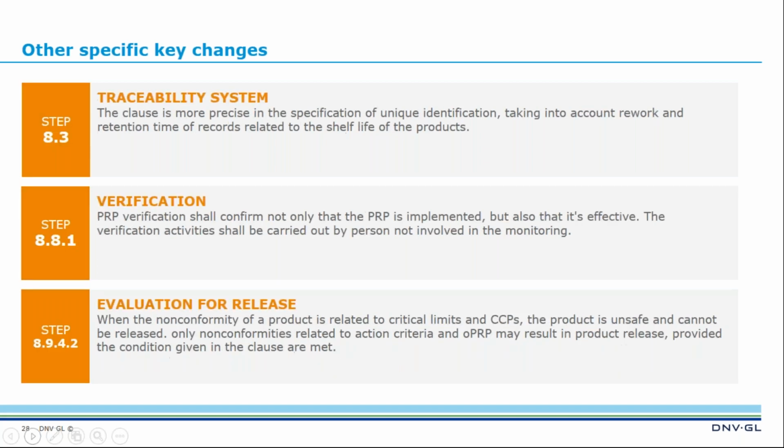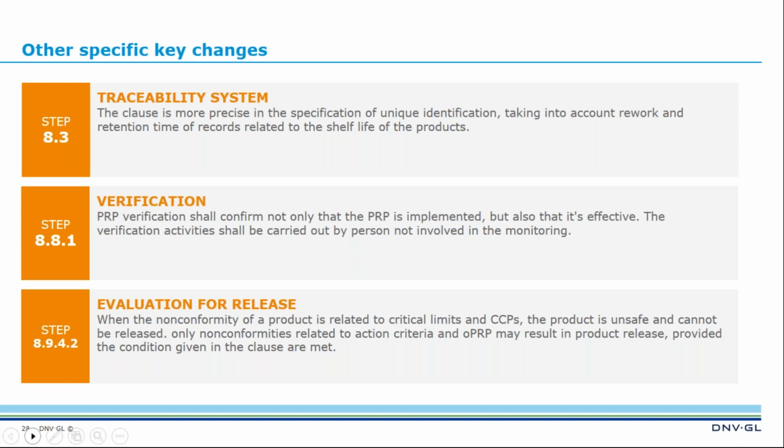Then if we look into the traceability system requirement of the ISO 22000 standard, the clause requirements talk more precisely about the specification of the unique identification. That means the standard requires a proper traceability system to be in place. You have to take into account if you have rework being added into the batches that you need to trace, as well as the retention time of the records, the shelf life, etc. So this is explained more explicitly in the new standard.